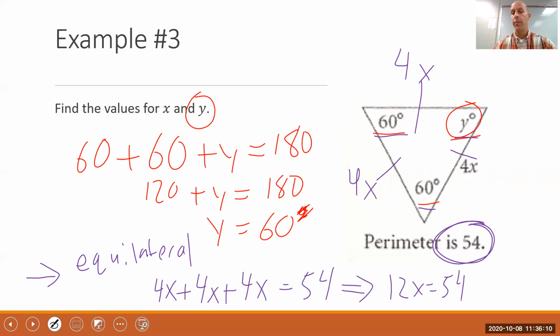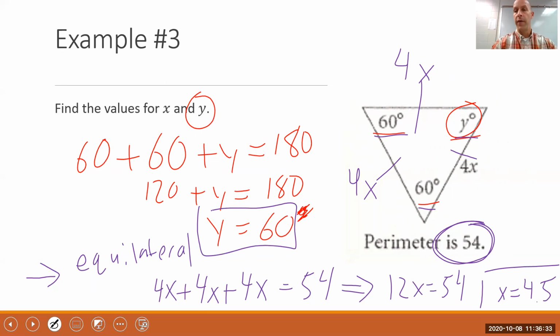And now we need to divide both sides by 12. You will get x is equal to, and I'm going to get my calculator here. Let's see what we get here when we do 54 divided by 12. And I get 4 1/2, so 4.5. So we have found y, and we have found x.